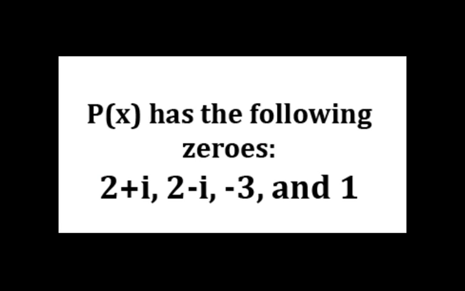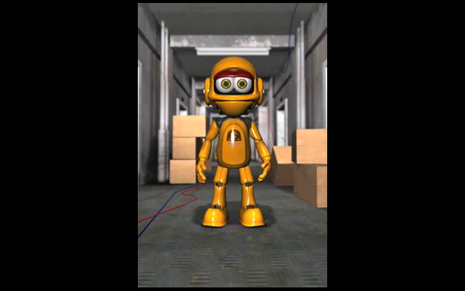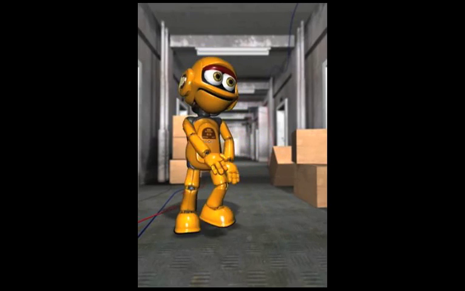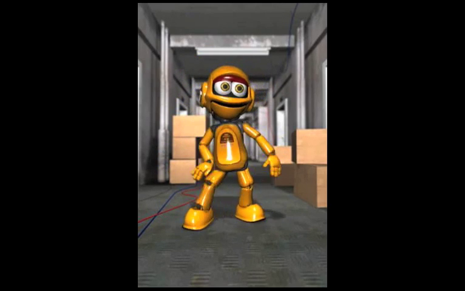Finally, we figure out that p of x has the following zeros: 2 plus i, 2 minus i, negative 3, and 1. That wasn't too hard, was it, Roby? Nope, I got it now. Really, Roby?